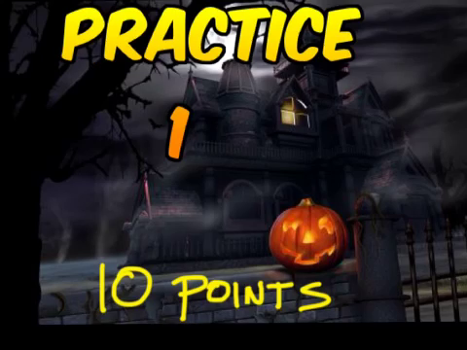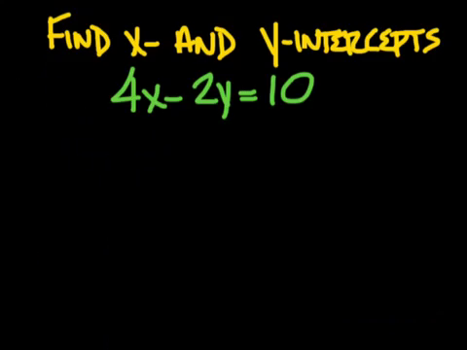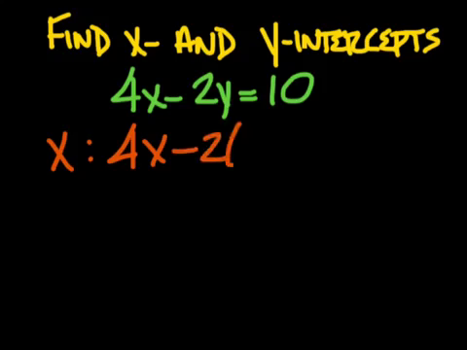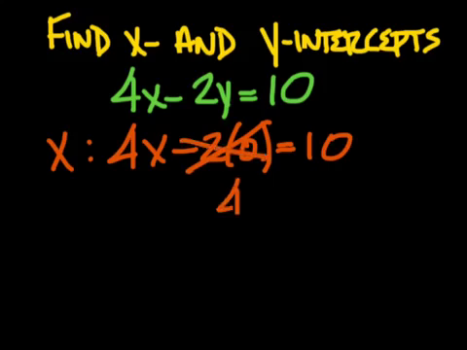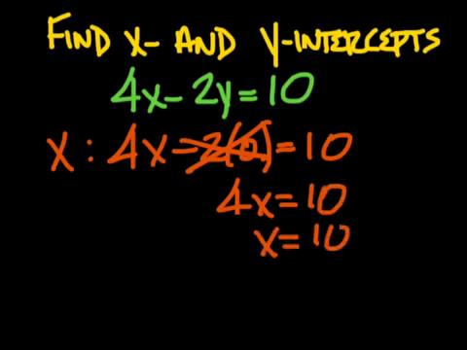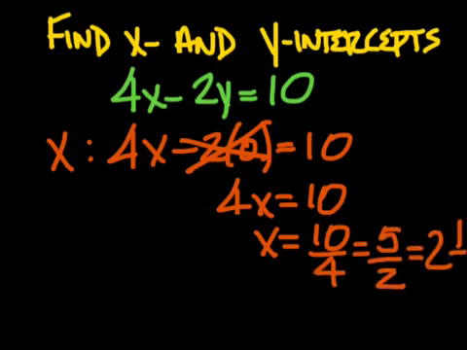Here's a practice problem. To find the x-intercept, you have to put 0 in for y. Gleam, is that what you did? Yeah. Alright. So we put 0 in for y, and that cancels out. So 4x equals 10. If you divide 10 by 4, you can reduce it to 5 over 2, and that comes out to be 2.5.